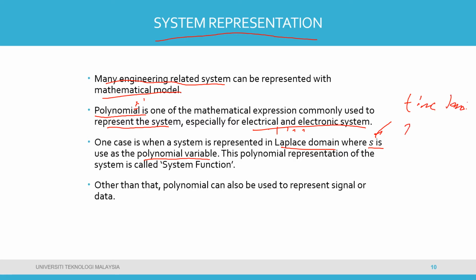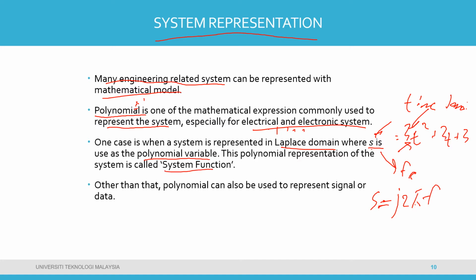So 3t squared plus 3t plus 3. You can represent this with time, but another way is to use the Laplace domain. You represent all of this in the frequency domain. The S domain is basically something like the frequency domain. S is just represented as j2 pi f, if not mistaken. I forget already. But you can represent S as a frequency domain. So this is a system function.